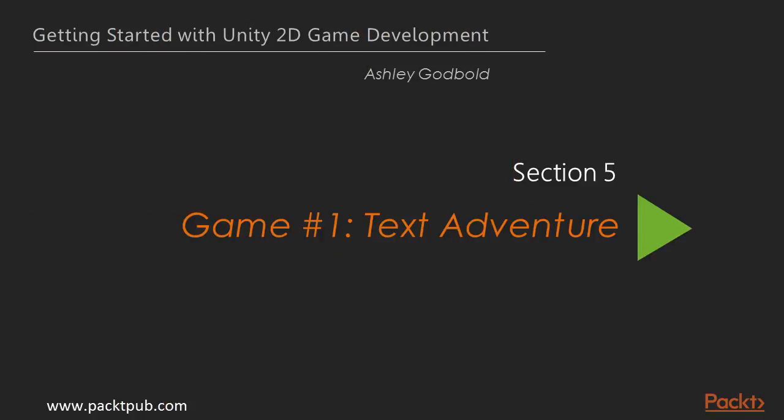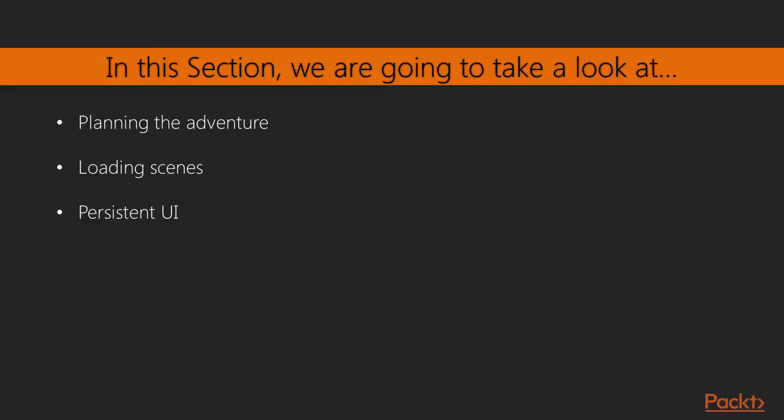Hi, and welcome to Section 5, Game Number 1, Text Adventure. In the last section, we discussed how to create various UI elements in Unity. In this section, we'll use that knowledge to create our first game type, a text adventure. We are going to look at planning the adventure, how to load between scenes, and how to create UI that is persistent between scenes.